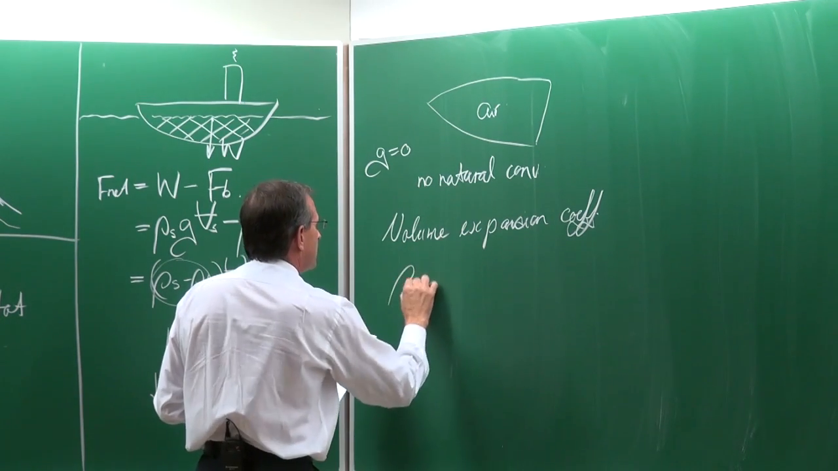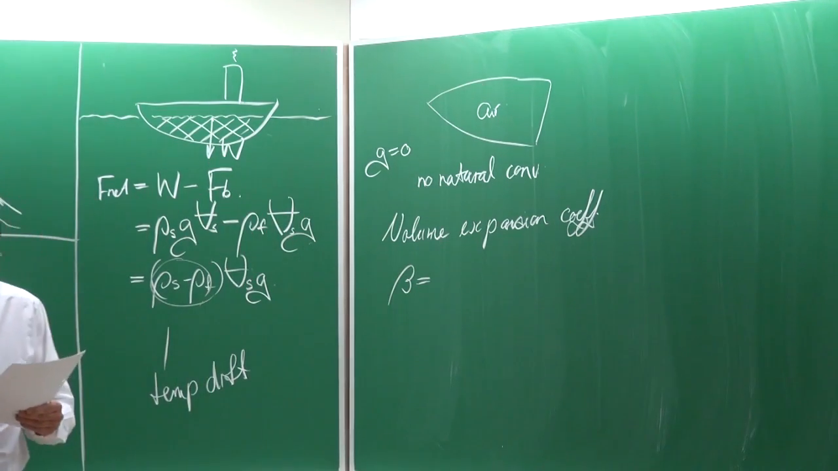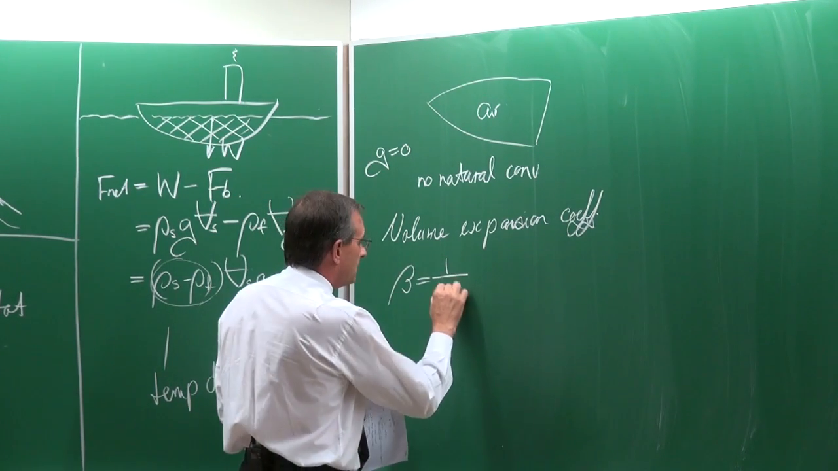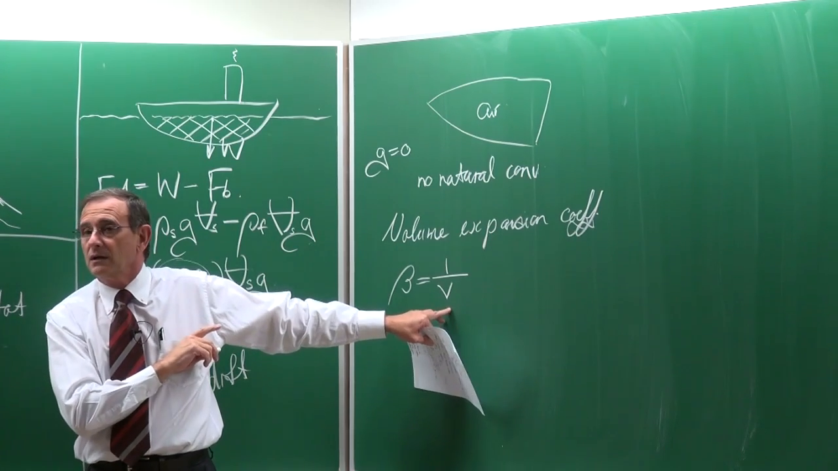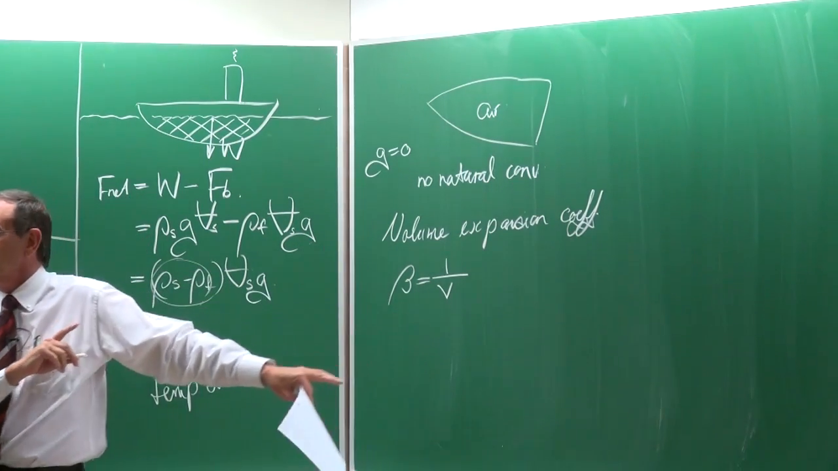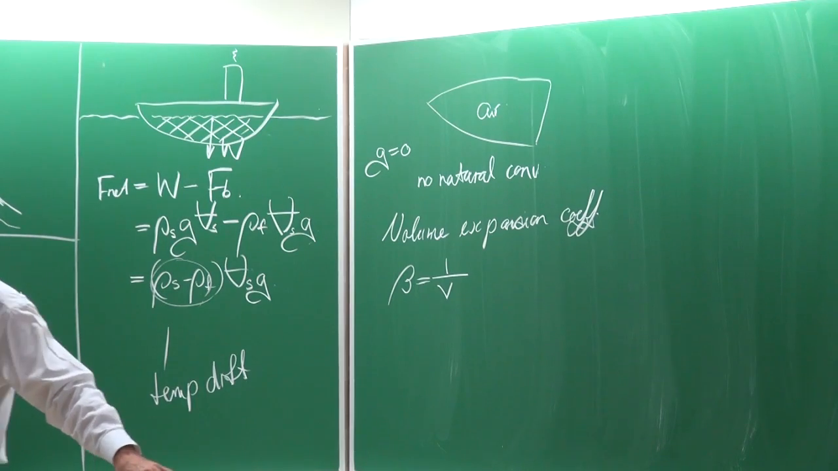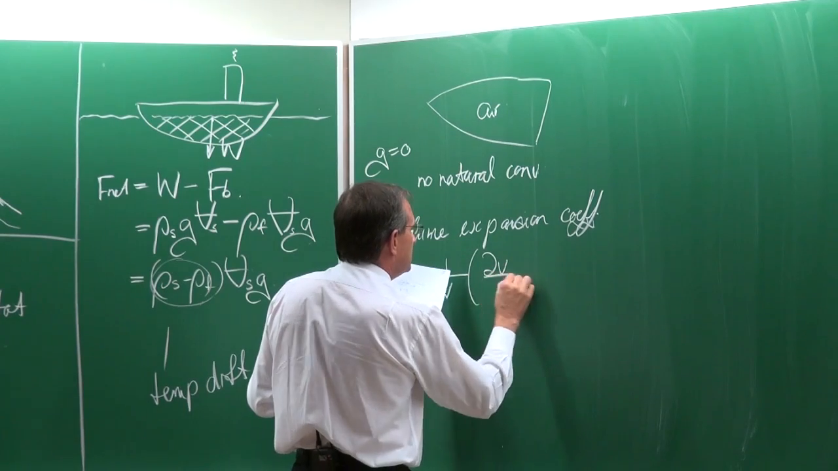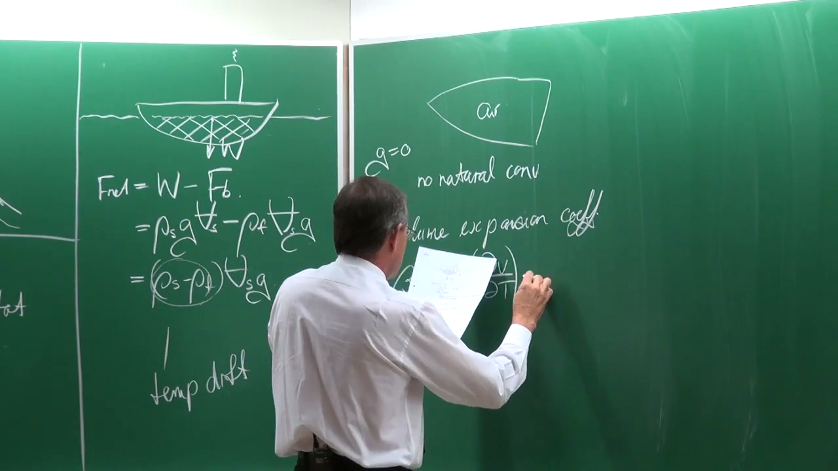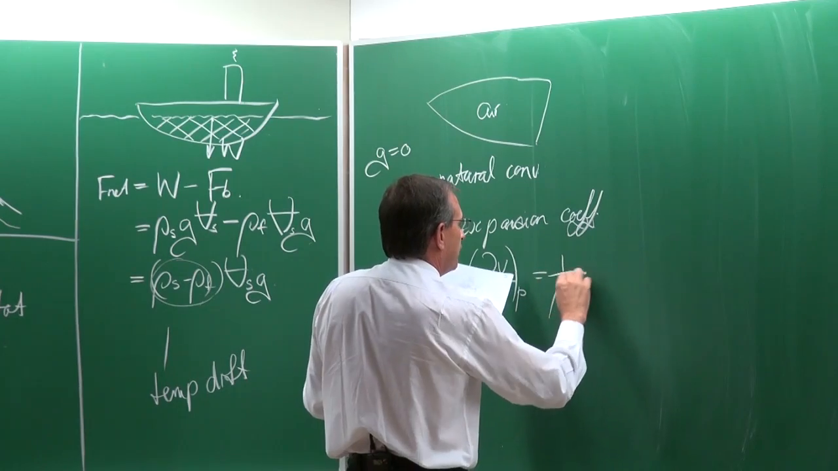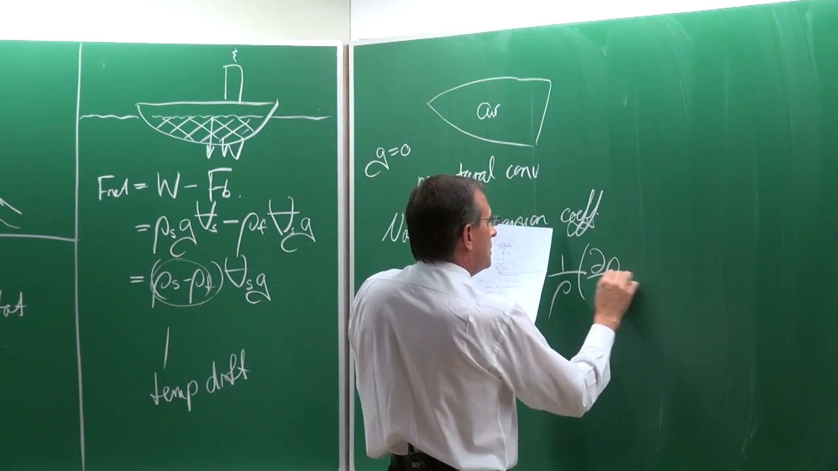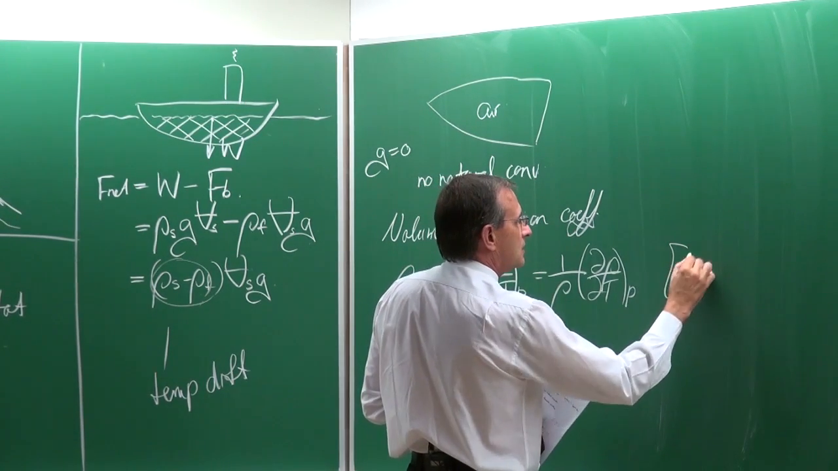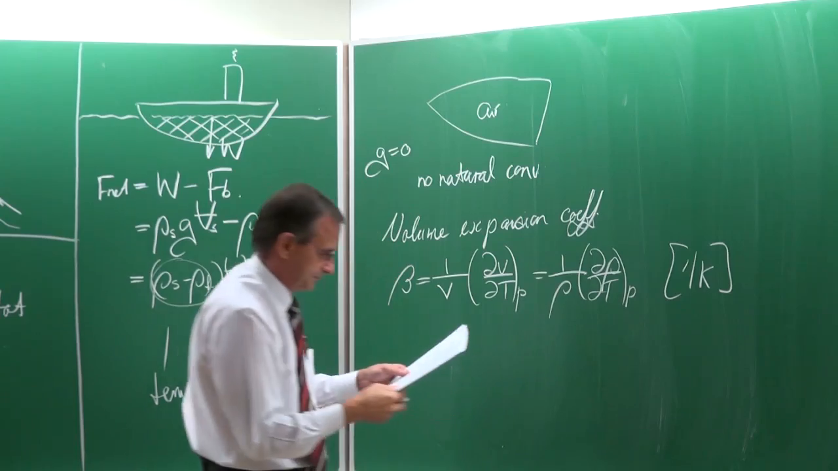And this volume expansion coefficient is equal to beta, and that is equal to 1 divided by, and take note, this V I'm putting in here is not the dynamic viscosity, it is specific volume, small v, multiplied by partial dv/dT at a constant pressure, and that is equal to 1 divided by rho, partial d rho/dT at a constant pressure, and the units is 1 divided by Kelvin.